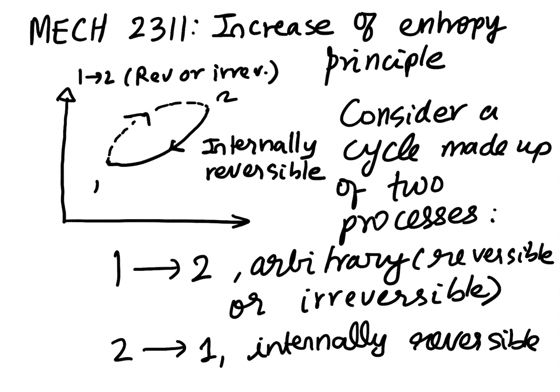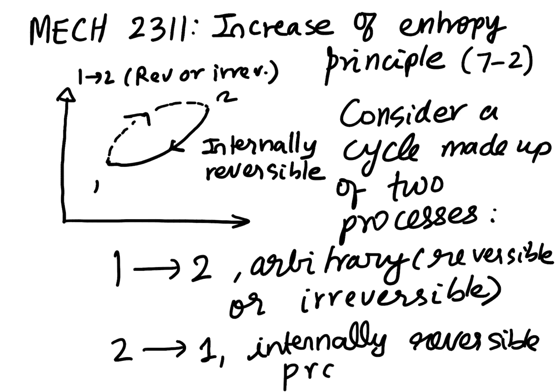The next topic we are going to see is the increase of entropy principle discussed in section 7-2. So for this we are going to start by considering a cycle between states 1 and 2. 1 to 2 is some arbitrary process. It could be reversible, it could be irreversible, it could be anything. 2 to 1 is an internally reversible process.